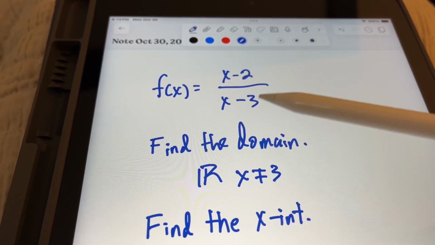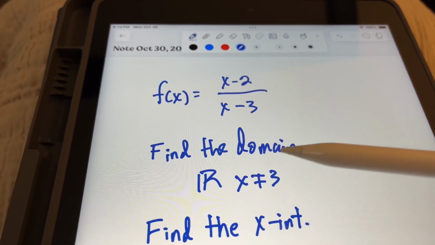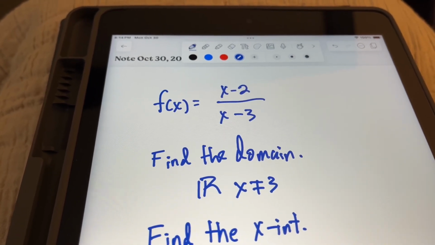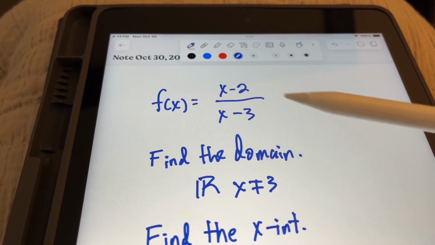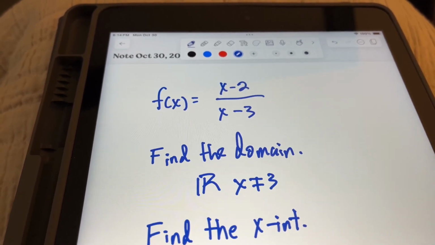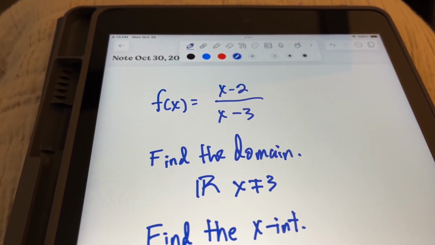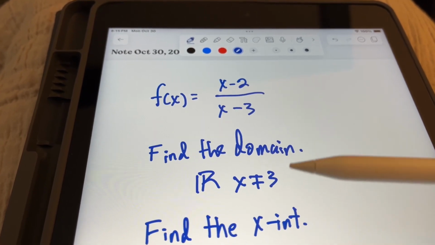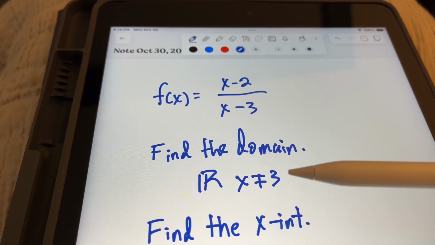So the domain of a function is all of the x values that are permissible. All of the x values that you could use or substitute in here for x and still get a mathematical answer. So notice you could really use anything but 3. That's what this is saying, anything but 3.